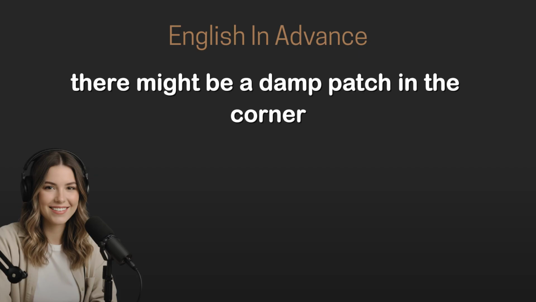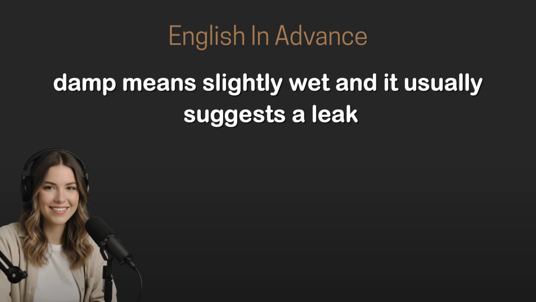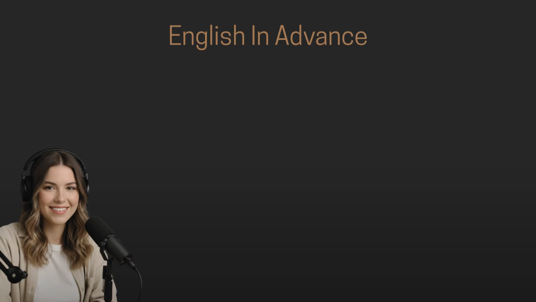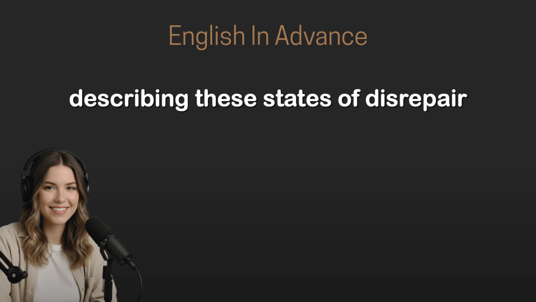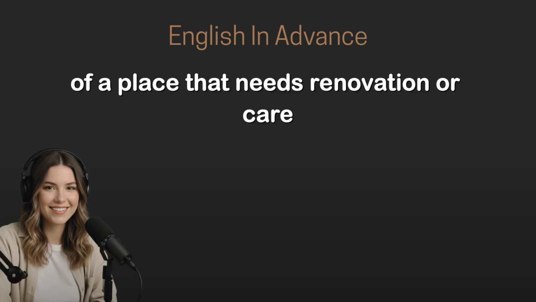There might be a damp patch in the corner. Damp means slightly wet, and it usually suggests a leak. Wallpaper might be peeling at the edges. Describing these states of disrepair helps you paint a picture of a place that needs renovation or care.